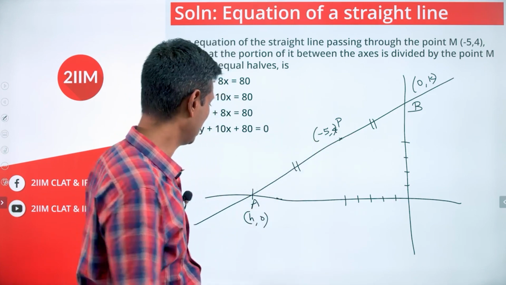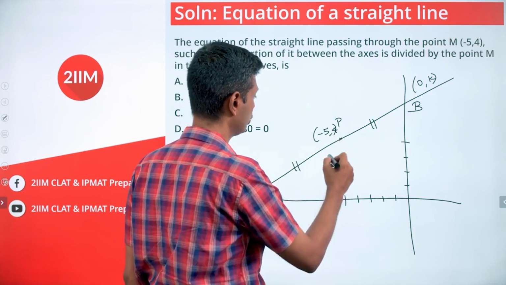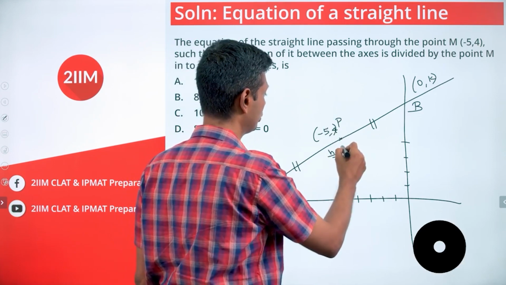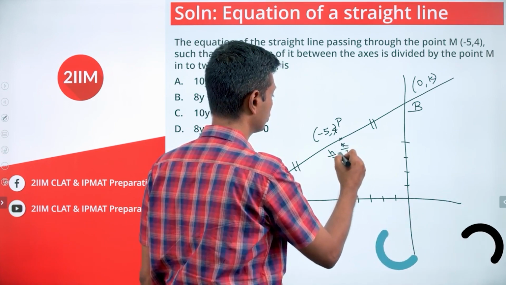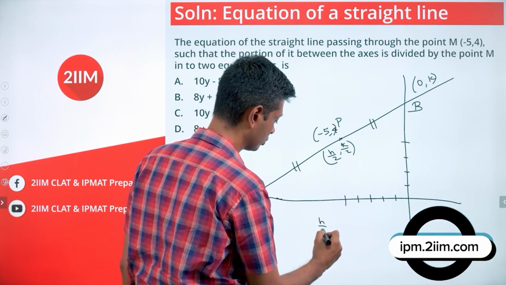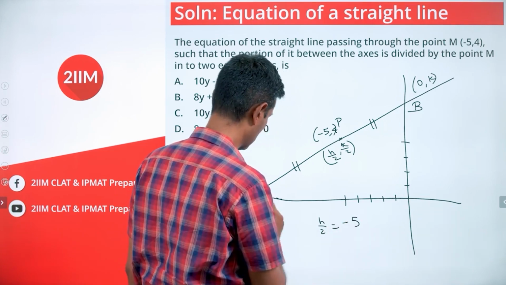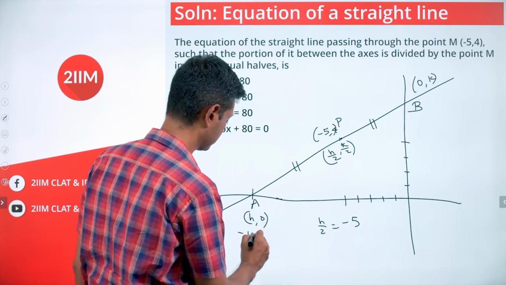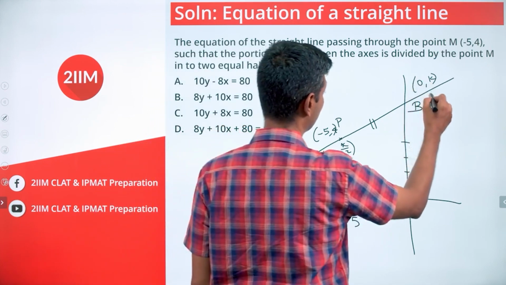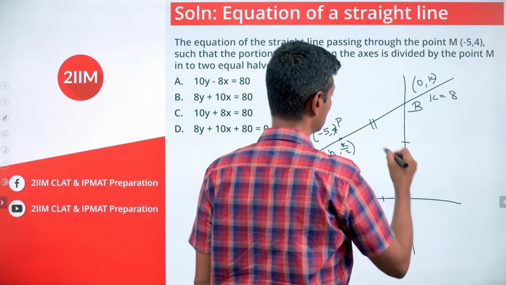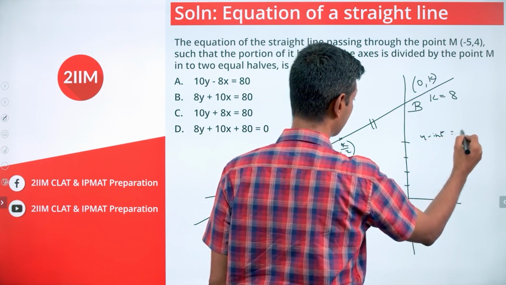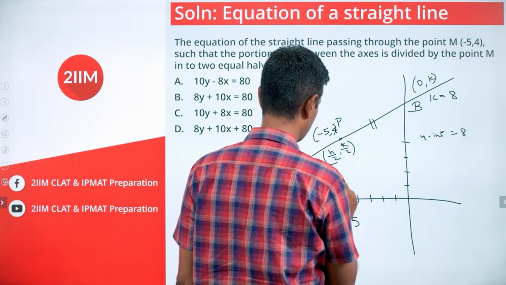So we use the midpoint formula. This point should be (h plus 0) by 2, h by 2, (0 plus k) by 2, k by 2. So it is h by 2 comma k by 2. h by 2 is minus 5, or h is minus 10. k by 2 is 4, or k is 8. So there's a y-intercept of 8 and an x-intercept of minus 10.